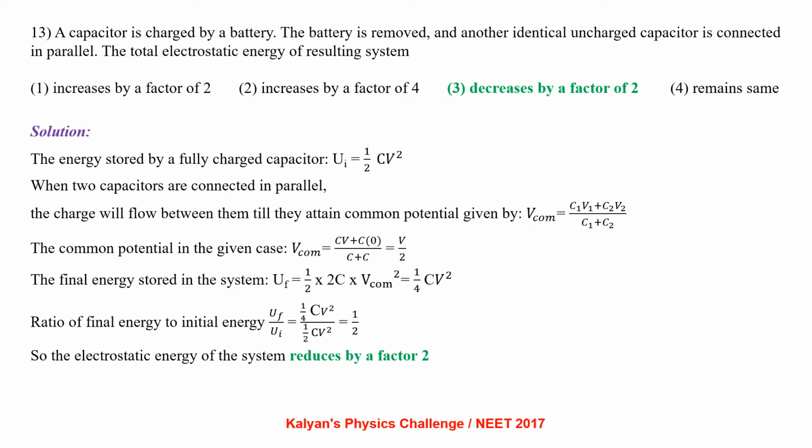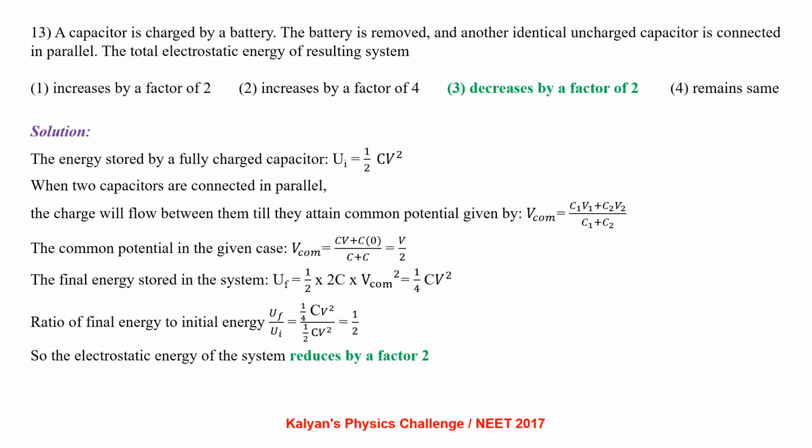Now, when we connect two capacitors in parallel, the charge will flow between the two capacitors till the capacitors attain a common potential, that is given by the formula V common equal to C1V1 plus C2V2 by C1 plus C2. Putting the given values in the formula, we get common potential as V by 2.